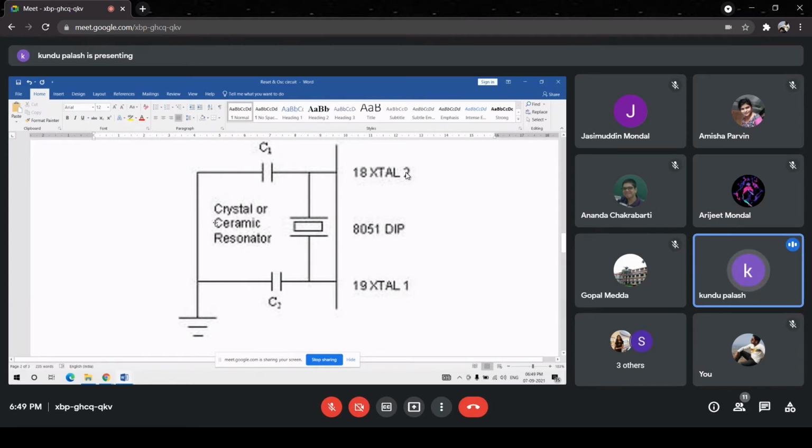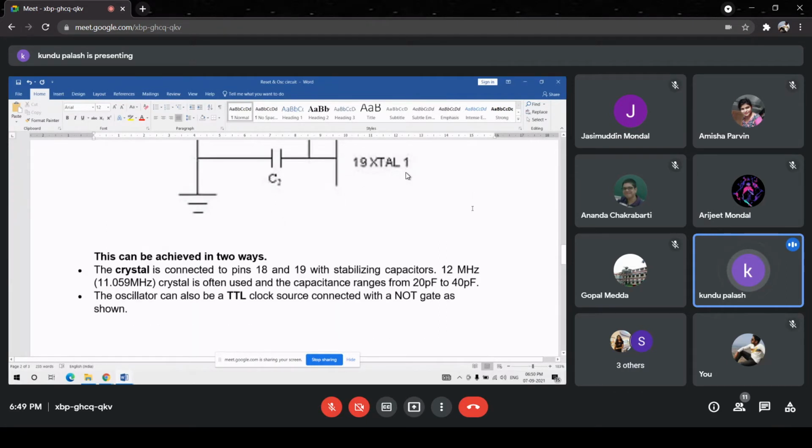Sometimes there is another principle without any piezoelectric crystal, which is called the ceramic resonator. Nowadays, the ceramic resonator is an oscillator circuit which is available in integrated circuit form. So that is also available. The principle of the ceramic resonator is different. But the typical oscillator uses a piezoelectric crystal and the two capacitors C1, C2, and the value of C1, C2 will lie between 20 picofarad to 40 picofarad.